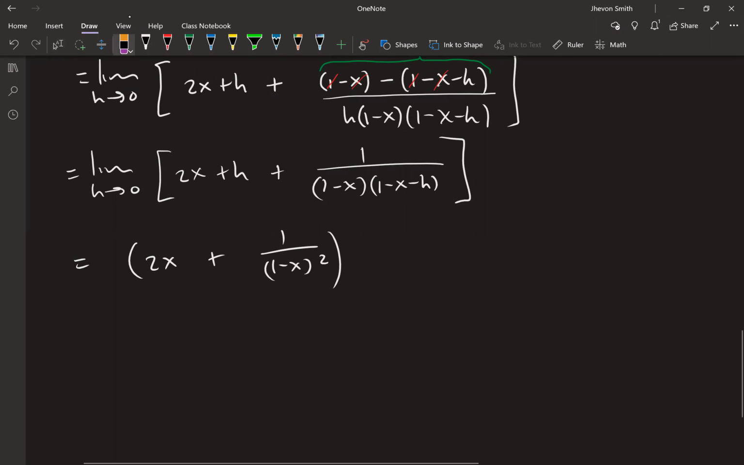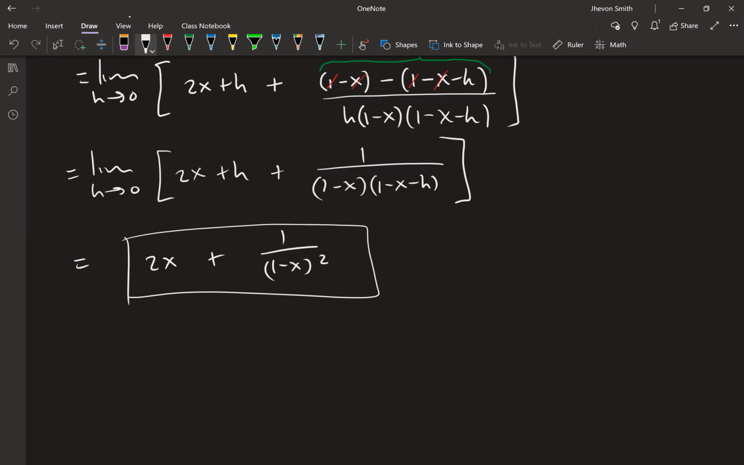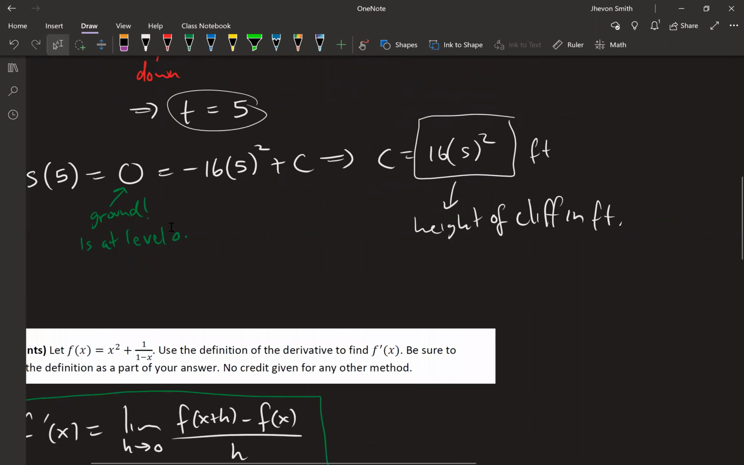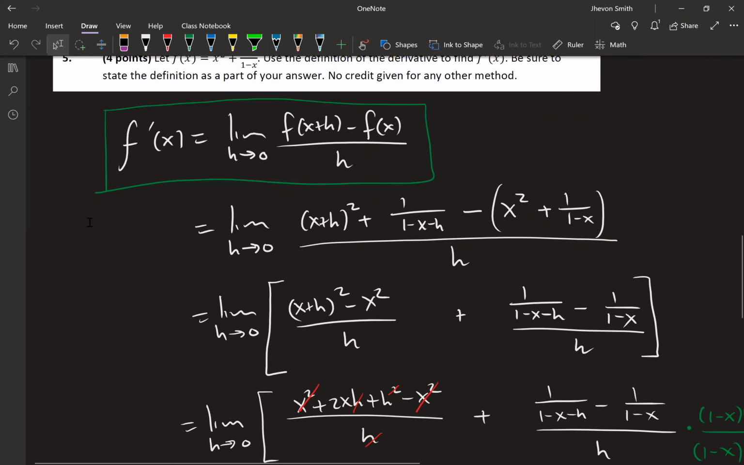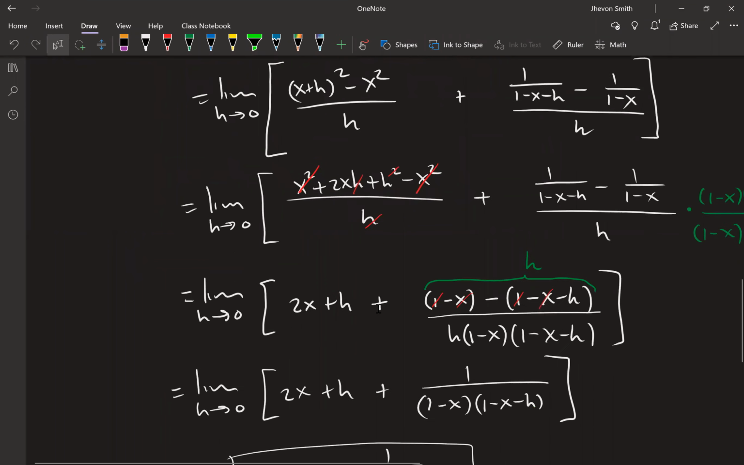And I mean, we don't really need parentheses here. So that's your derivative. So that's the definition of the derivative. Something you need to know, memorize. All Cal 1 students need to know the definition of derivative. But then after that, it's plugging in and algebra to simplify.